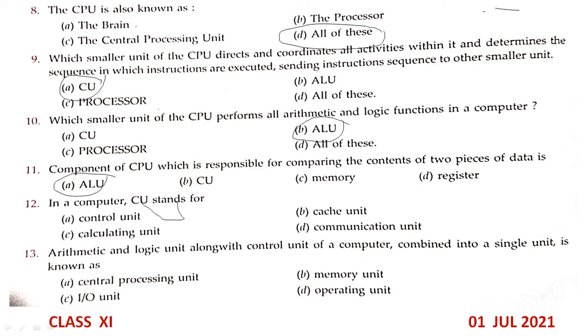Question number 12. In a computer, CU stands for, a most simple answer for this, control unit. Question number 13. Arithmetic and logic unit along with control unit of a computer combined into a single unit called central processing unit, CPU. Altogether it is called as central processing unit.